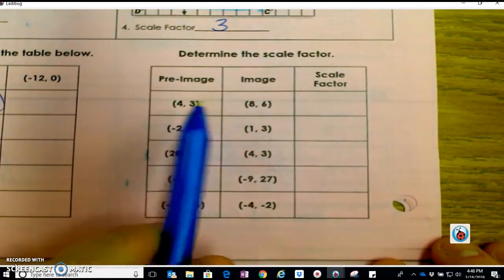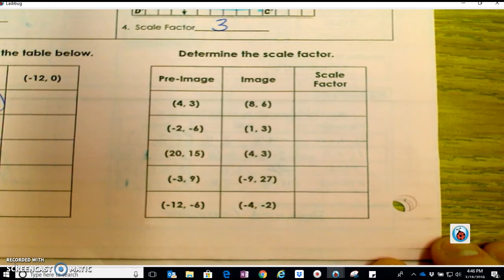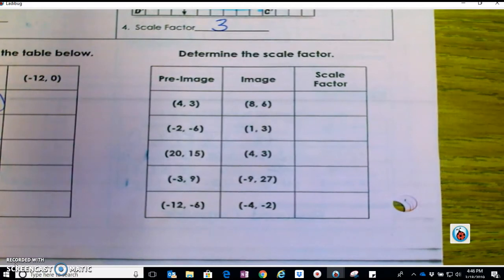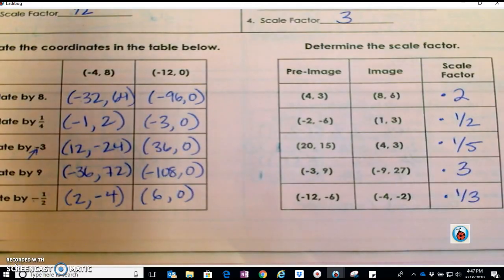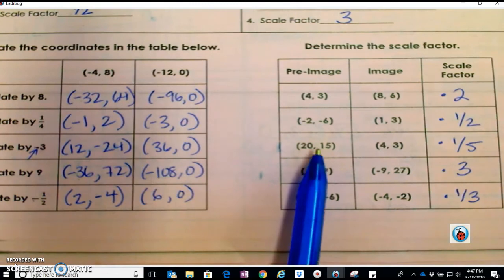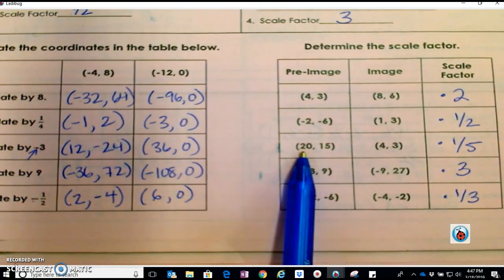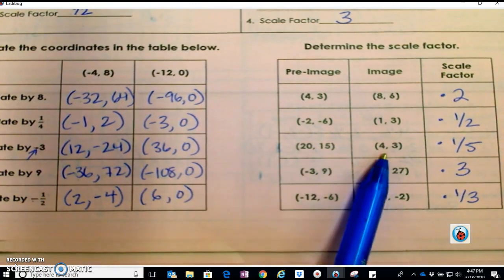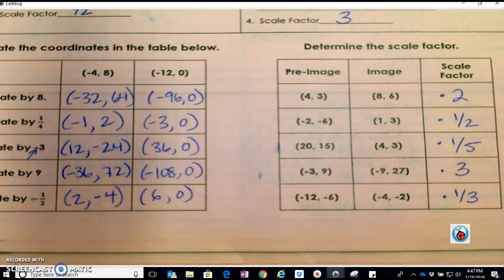All right, then over here, I gave you the new coordinate. I want you to tell me what the scale factor was that was applied. Okay, all right, pause and check back in. Alrighty, go ahead and take a look. Remember, this was our pre-image. This is our new image. I went from 20 to 4, so I divided by 5 or multiplied by 1/5. Let me know if you have any questions.